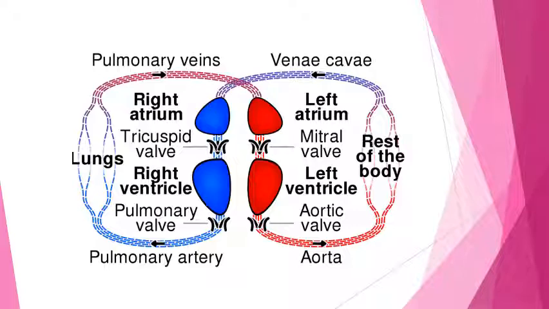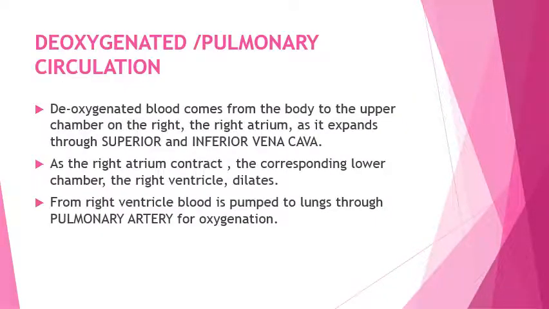So in detail we are going to discuss again. What is deoxygenated or pulmonary circulation? Deoxygenated blood comes from the body to the upper chamber on the right, the right atrium, as it expands, through the superior and inferior vena cava. So deoxygenated blood from the various parts of the body comes to the upper chamber, the right atrium, with the help of the superior and inferior vena cava, which are known as the largest veins.